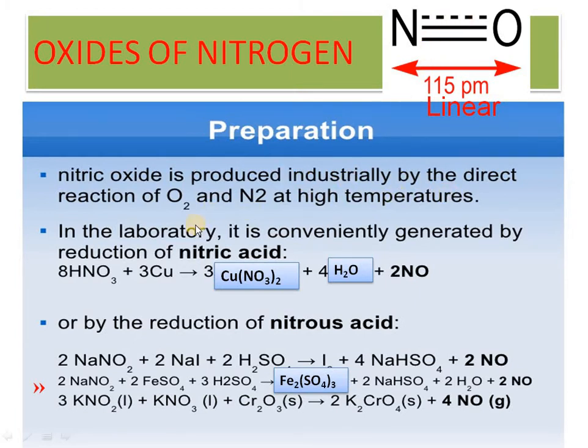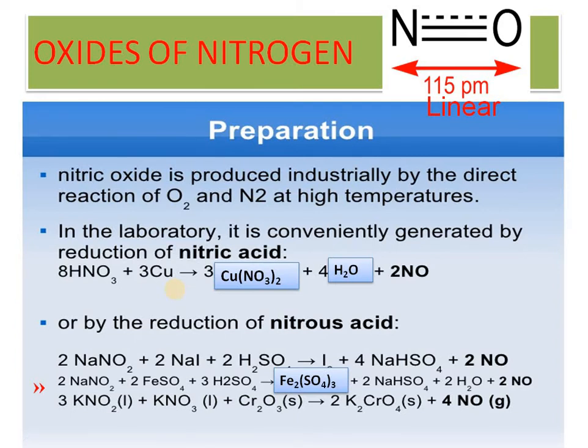So nitric oxide, we have discussed already the ferrous sulfate case. In this case, NaNO2, FeSO4, H2SO4 give rise to ferric. Ferrous is converted to ferric, and NaNO2 is reduced to NO. So this way we can produce it, and we can produce it with this method also. You have done these reactions in class 10th also, and we will do them in nitric acid also again.